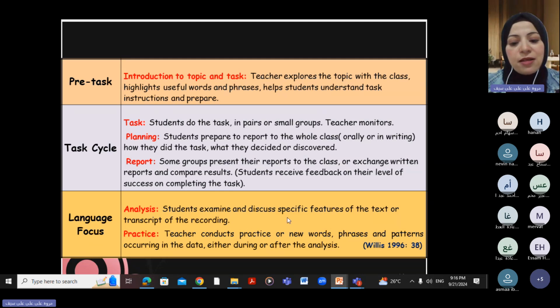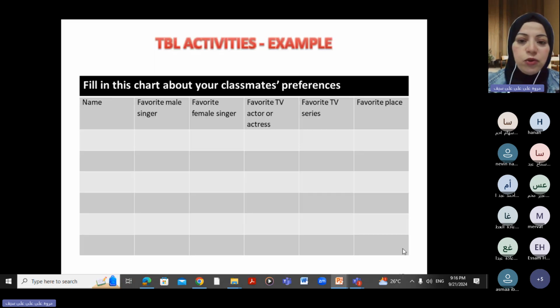Students examine and discuss specific features of the text or transcript of the recording. They will not do this alone. It's guided. The teacher will guide them through this, will lead them into this discussion, the analysis of the language that they have studied. Okay, and then the practice, the teacher conducts practice of new words, phrases and patterns occurring in the data or something that they got from the input at the very beginning of the task, either during or after the analysis. So this is according to Willis in 1996. This is the reference that we used.